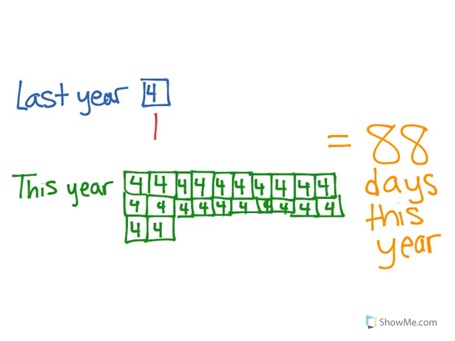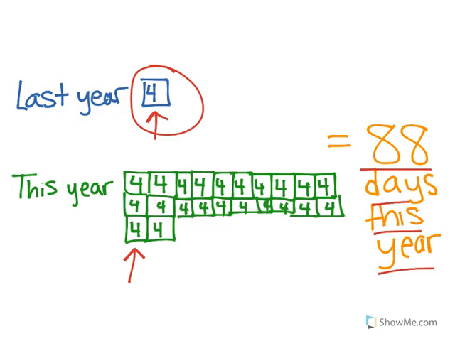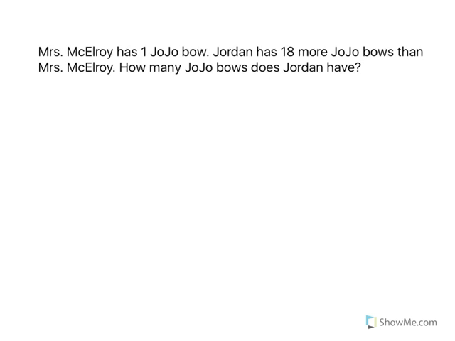You can also solve the problem by using comparison bars. Last year he was there for 4 days. This year he was there for 22 times as many. So I put 22 quantities of last year's 4 days to equal a total of 88 days this year. This strategy might be helpful for you to actually see how many more times he went to the gym, because you can compare how little he went last year to how many times he went this year.